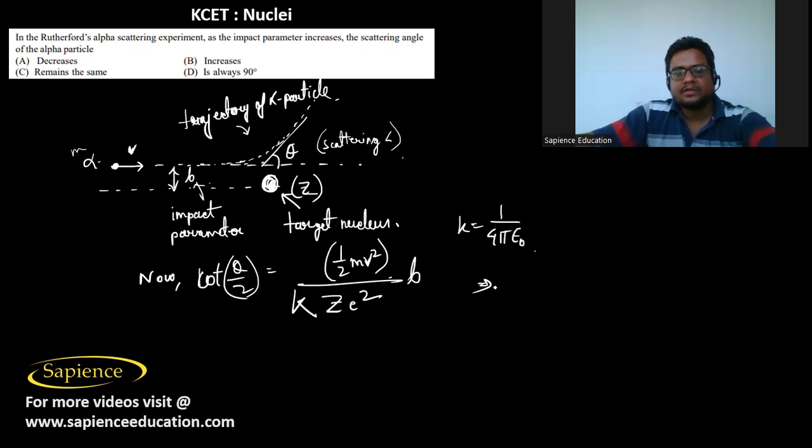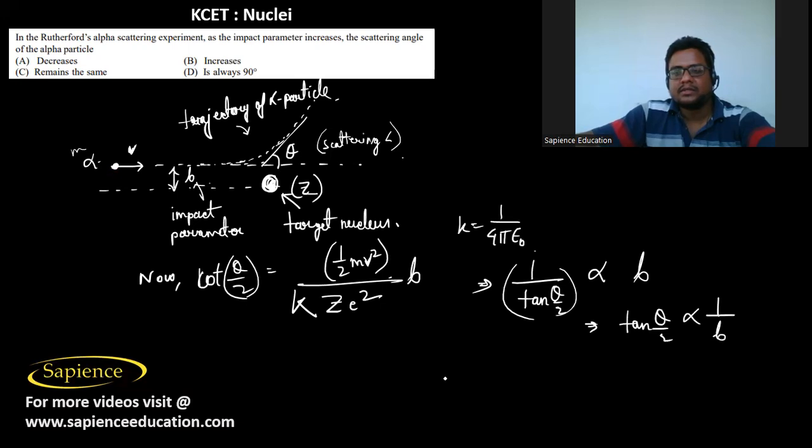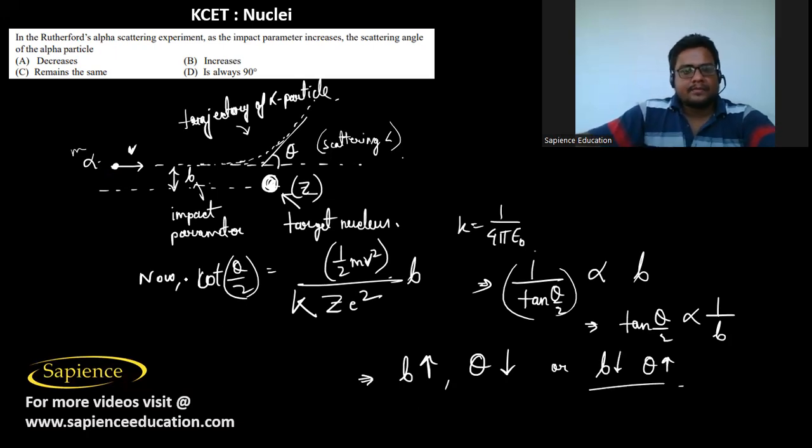So from here you can see that cot theta by 2, it means 1 by tan theta by 2, is proportional to b. It means that tan theta by 2 is inversely proportional to b. It means that when the impact parameter increases, the scattering angle decreases. Or if the impact parameter decreases, then the scattering angle increases. So here it is told if the impact parameter increases, the scattering angle will decrease. So option A is the correct answer.